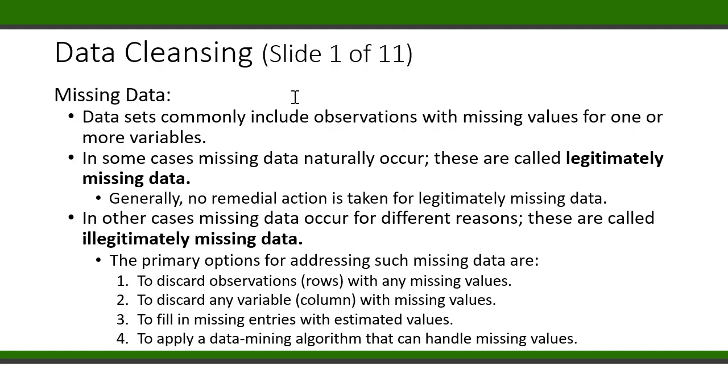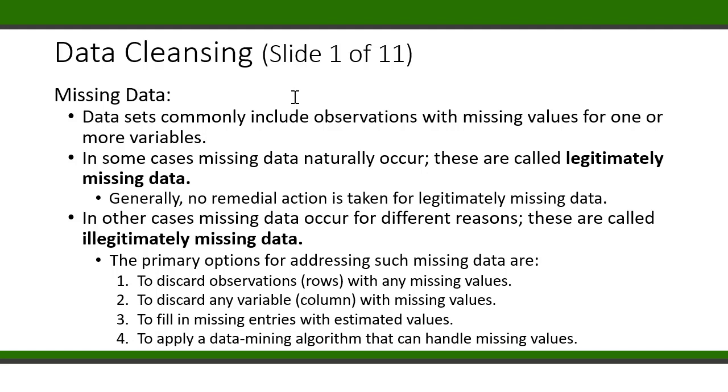And so there's a couple of different things that you can do. One is you can discard the observations, that is, that entire row with any missing values. So let's say you had 50 variables you were collecting per person. If one was missing, you'd throw out the entire row. Well, if you do that, then you're throwing out a lot of other information that you've collected that might be useful. So just be careful when you discard an entire row.